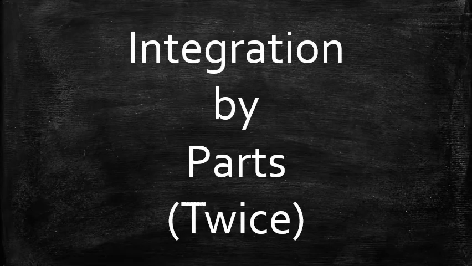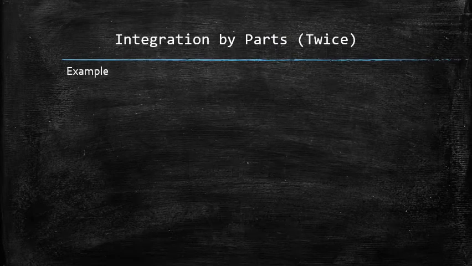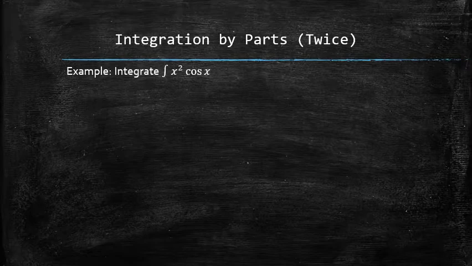Next, we will discuss a few examples in which it is necessary to apply the integration by parts twice. Let's do the following example in which we have the product of x squared and cosine of x.